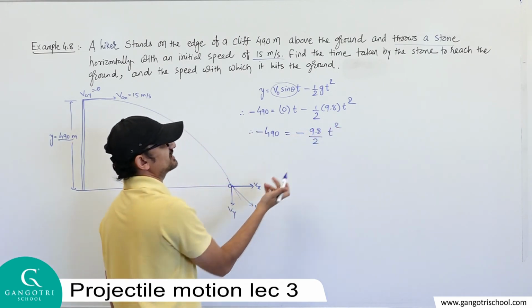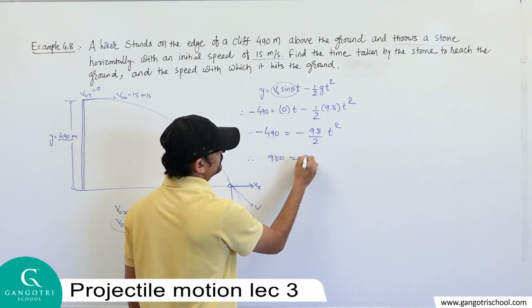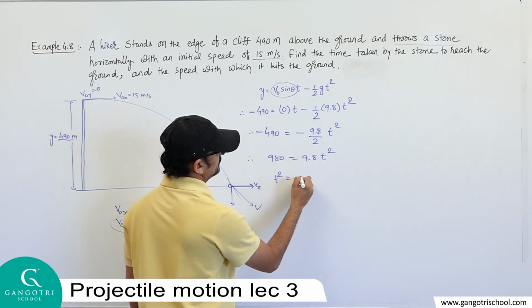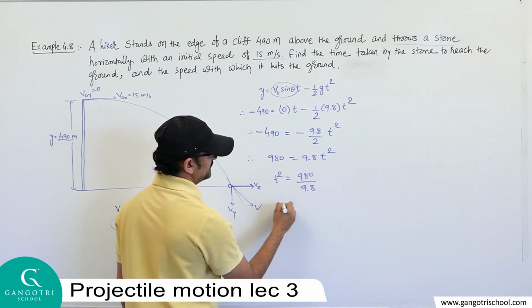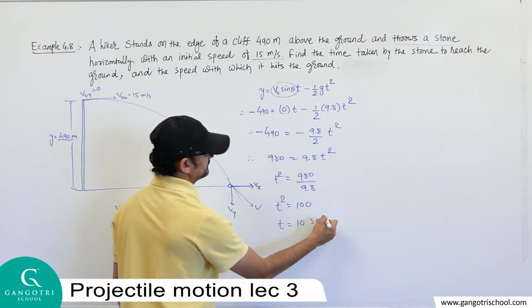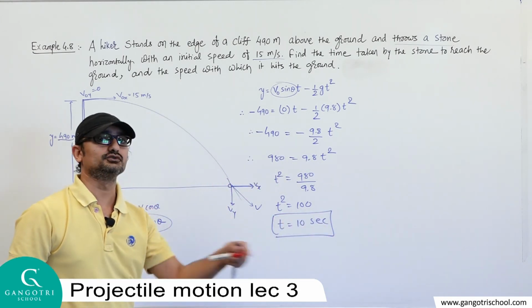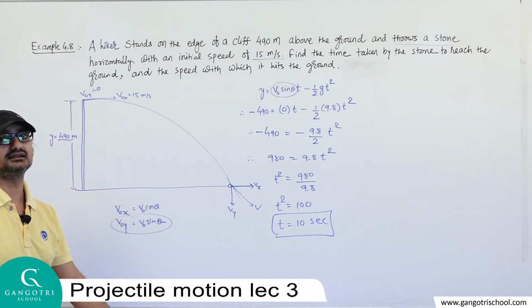The negative signs cancel from both sides. 490 twos are 980, equal to 9.8 t square. So t square is equal to 980 upon 9.8, so t square is equal to 100, and t is equal to 10 seconds. So the answer is, it will take 10 seconds to reach the ground. The stone will take 10 seconds to reach the ground.